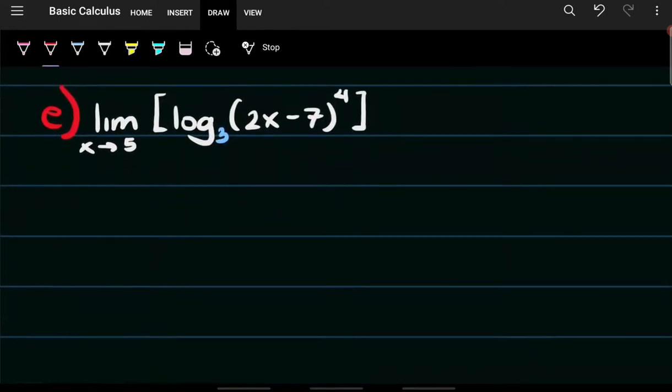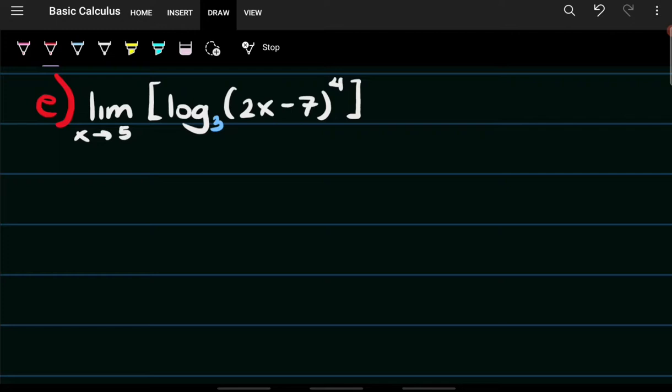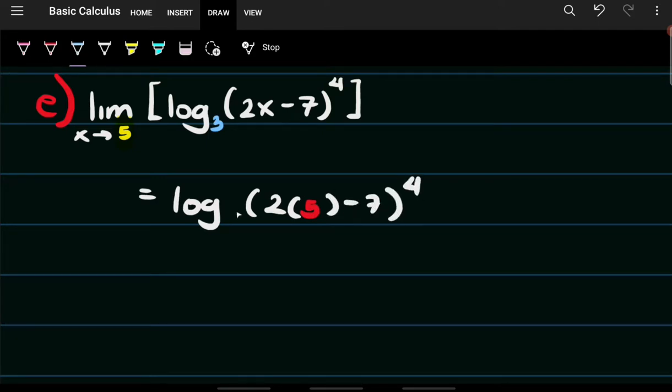Last one. How about example letter E? How about logarithms wherein we have an exponent attached to our number? So, limit of logarithm of 2x minus 7 raised to 4 base 3, as x approaches positive 5. Now, let's apply direct substitution. This will give us logarithm of 2x minus 7, so that's 2 times 5, minus 7, raised to 4. The base is 3.